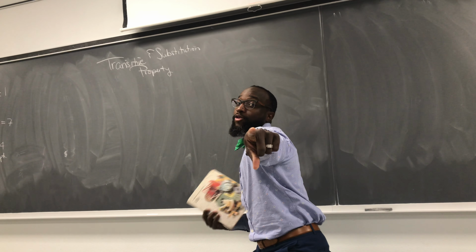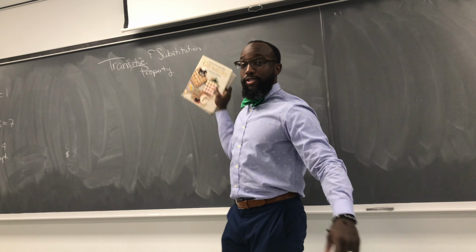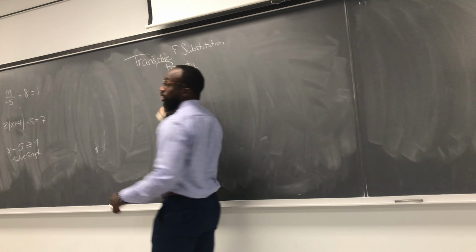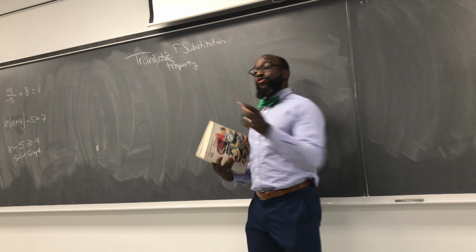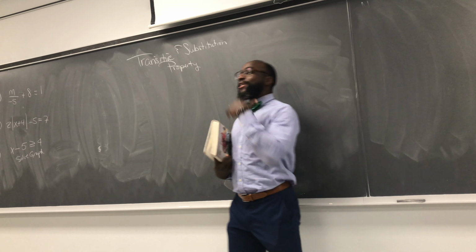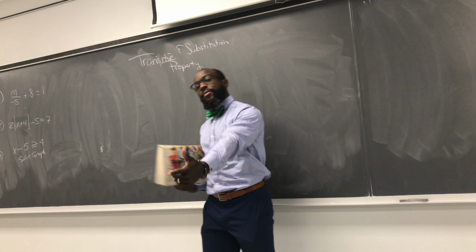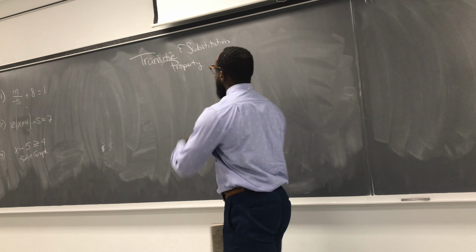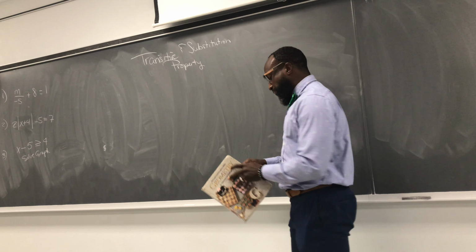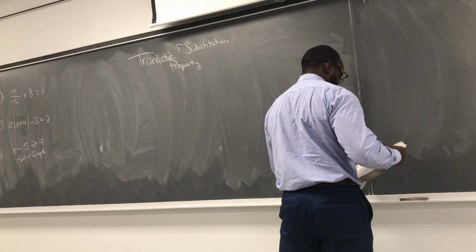Do the Math here. Today we're going to talk about transitive and substitution properties, right? I use this example here. If Norman is my brother and Charles is my brother, then Norman and Charles are brothers too. That is transitive property, okay? So let's look at it this way.